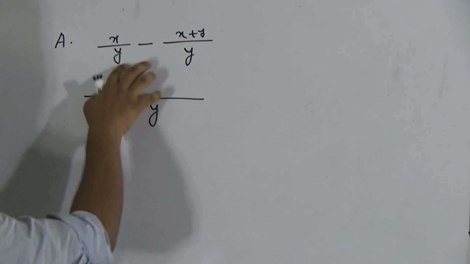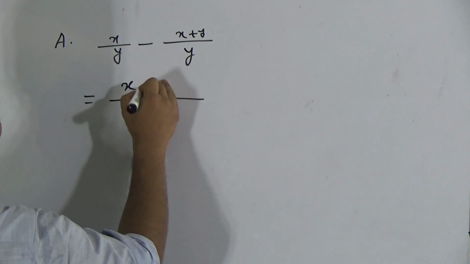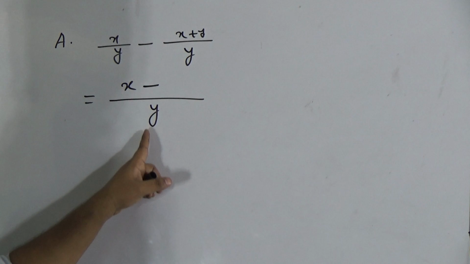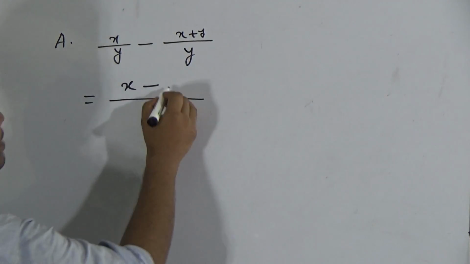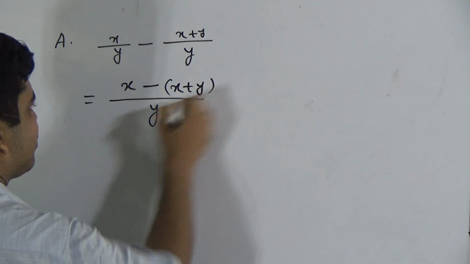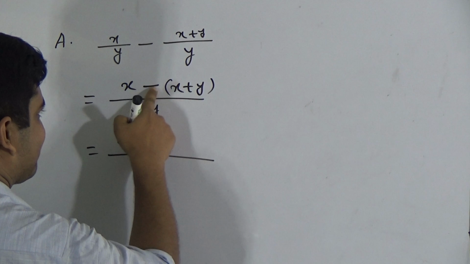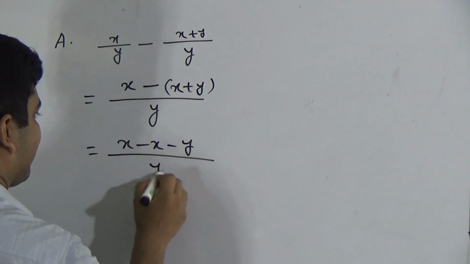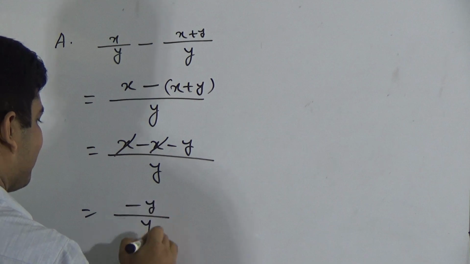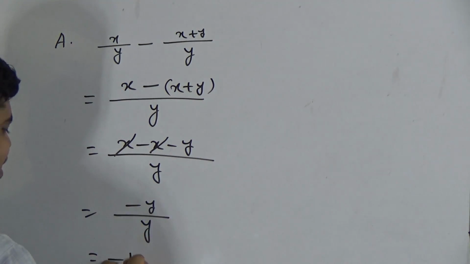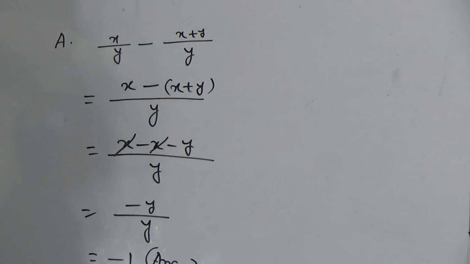We divide y by y, we get 1. 1 is multiplied with x, we get x. Minus sign is here. After that we divide this y by y and we get 1. That 1 is multiplied with x plus y and we get x plus y. Now x minus x minus y by y. Dear students, this x and this x are gone, left minus y by y. We cancel and we get minus 1. So this is the answer of question number A. I hope you have understood.